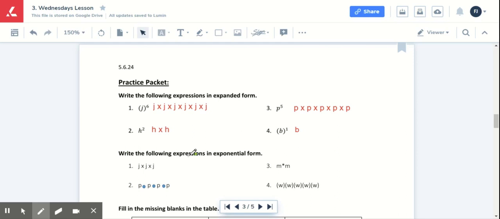Then you're going to write the following expressions in exponential form. So number 1 is j to the 3rd power. Number 2 is p to the 4th power. Number 3 is m to the 2nd power. And number 4 is w to the 5th power.